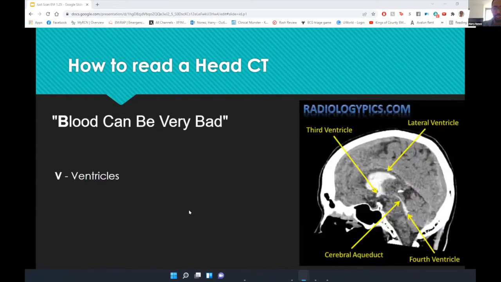The next letter is V, which stands for ventricles. Pathologic processes can cause dilation, compression, or shift of a ventricle. Dilation of the ventricle is called hydrocephalus, and there are two types: communicating and non-communicating. Communicating hydrocephalus just refers to the fact that the CSF can flow between ventricles, which remain open. Non-communicating hydrocephalus is also called obstructive hydrocephalus and occurs when the flow of CSF is blocked along any of the passages connecting the ventricles.